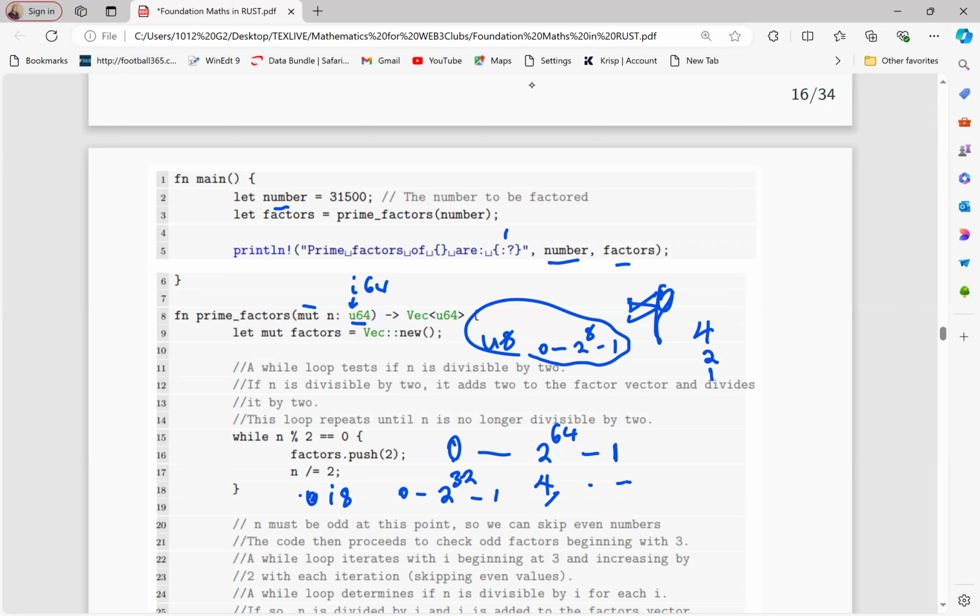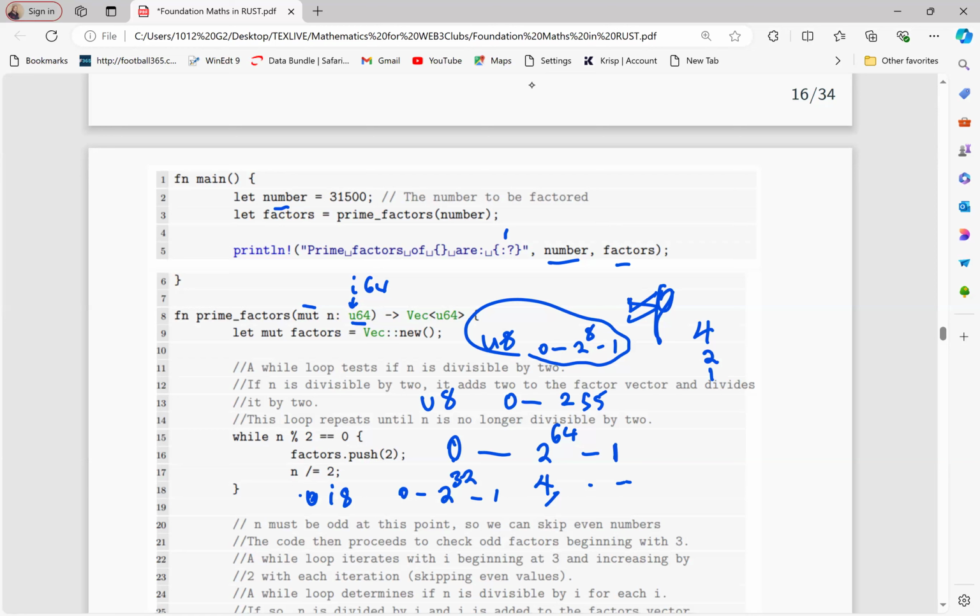-1, that is 255. So when you talk of U8, you're only interested in the numbers from 0 to 255. This is the range you're interested in. If you enter a number that is bigger than this, then it will not work, because there will be overflow.